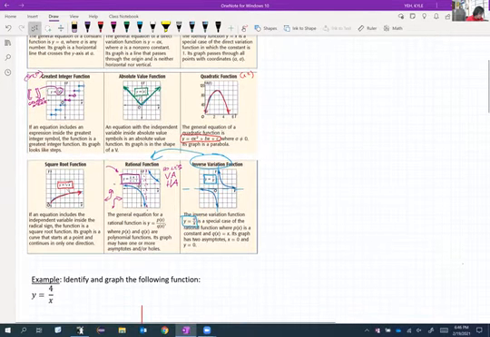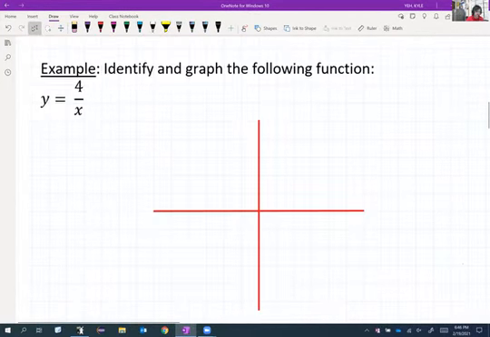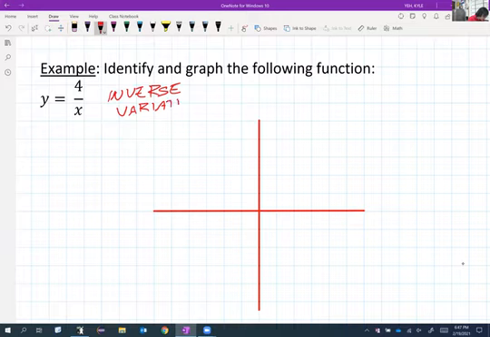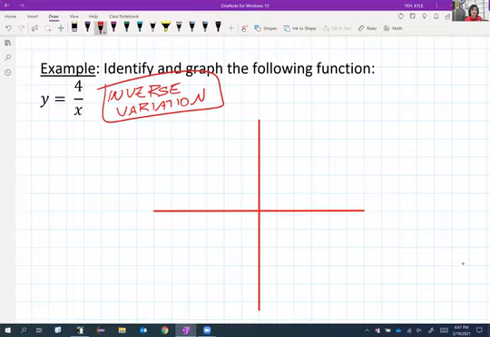So other than that, I just want to do one graphing example. Identify and graph the following function. Well, I'm hoping you recognize it is a rational function, and specifically, it looks like inverse variation because it's a number over x. Y equals 4 over x. So either identifying from the graph or from the equation, we should be able to see exactly what kind of function it is. How do I graph a rational function?